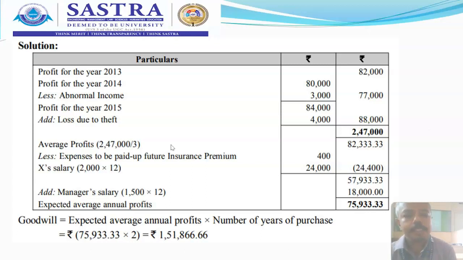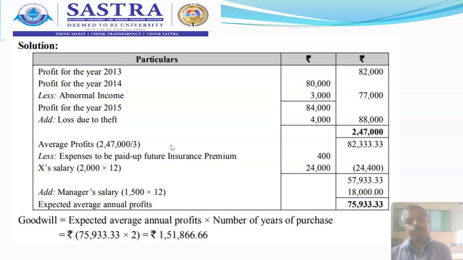Then subtract the expenses to be paid for future insurance premium. As I was explaining, this is going to be in the future, but it was not in the earlier years. However, this is a recurring expense, so it needs to be subtracted. This was not happening in the earlier years. So subtract that 400 rupees.